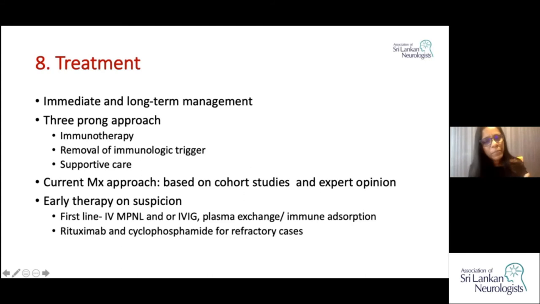So what is the best approach? Do we have a best approach or an ideal approach? Well, unfortunately, no, because we don't have clinical trials on this. All we have is guidelines, and these are based on what is described in series of patients. In NMDAR receptor encephalitis, there are large series, so we are in a better position to make recommendations. Up to now, what we have is based on large cohort studies and, of course, expert opinion. So let's look at the immediate treatment. Under immediate treatment, you have immunotherapy, which is divided into first line immunotherapies, and if you fail, you go on to second line immunotherapy.